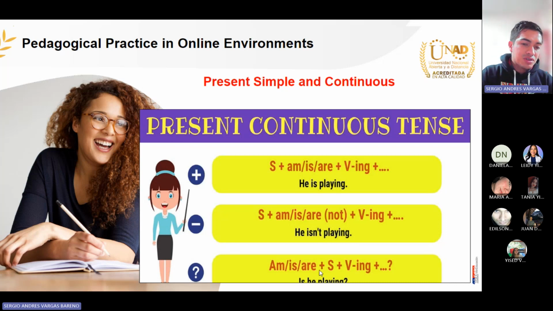And in the case of the question, sorry, here we have the example, but it's cut. In this case, you have to change the position between the to be verb and the subject. In this case, is he playing? And that's it. That's the basic form for affirmative, negative, and interrogative in present continuous. Do you have questions or is it clear? It's clear, teacher. Perfect. Let's move on.